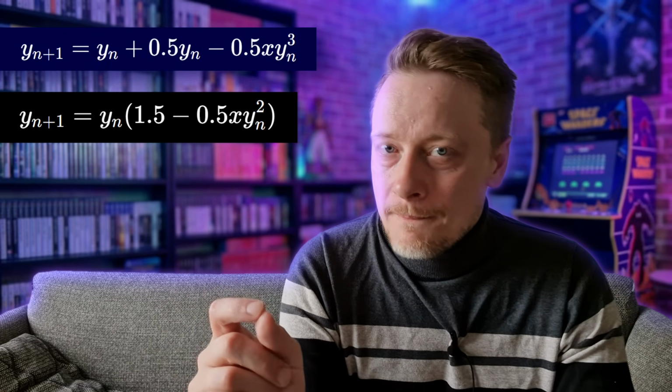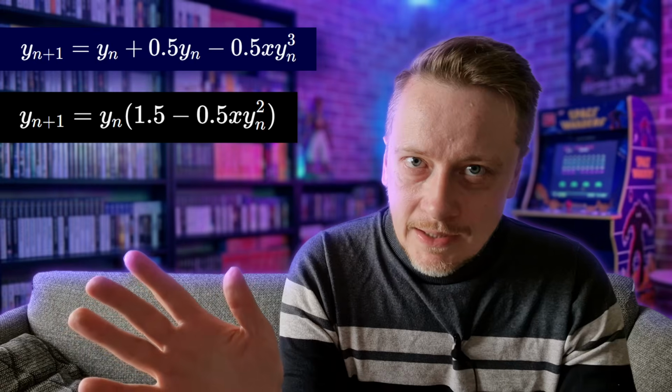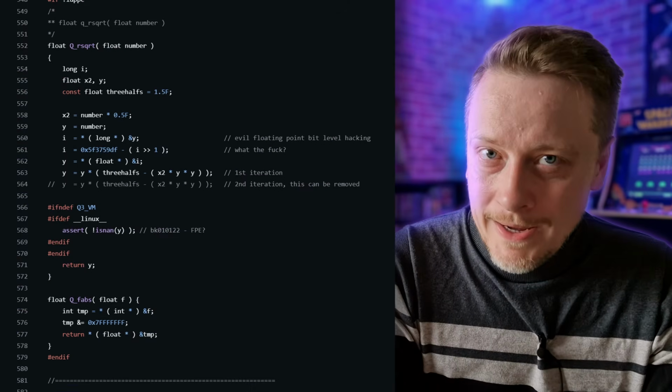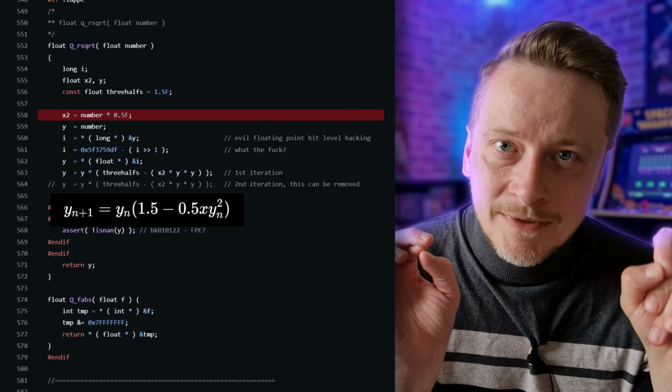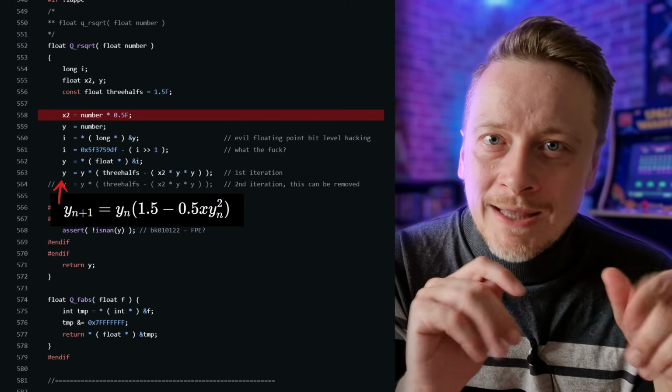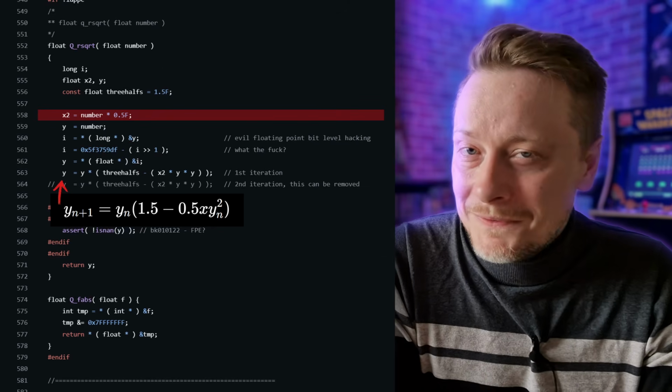Look at that final formula. The division is completely gone. There are no square roots. There are no fractions. Just a few multiplications and a single subtraction. In the actual Quake C code, they even pre-calculated 0.5 times x and stored it in a variable called x2 specifically, so the CPU wouldn't have to calculate it on the fly.